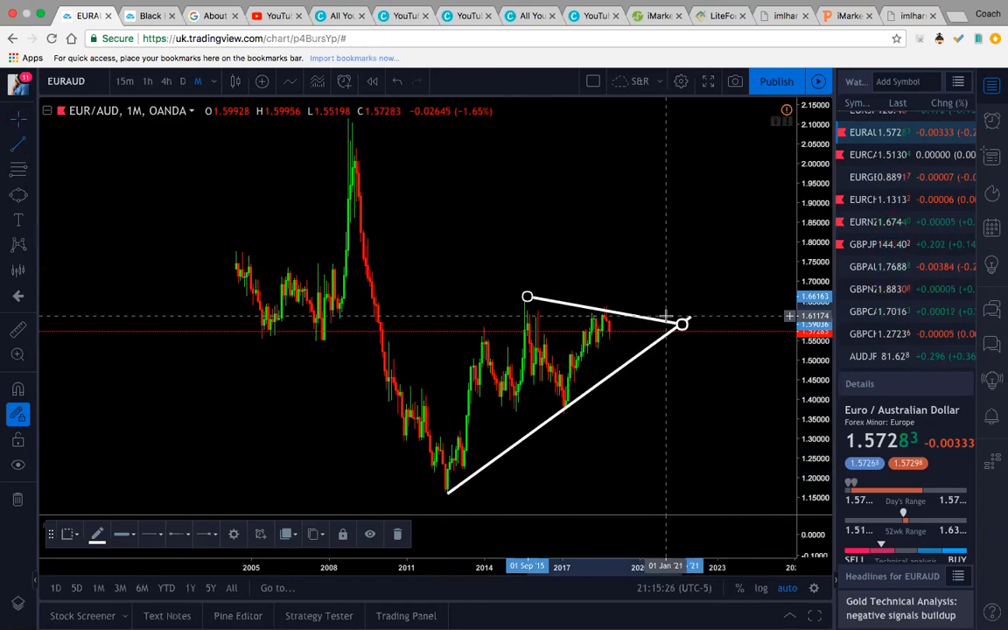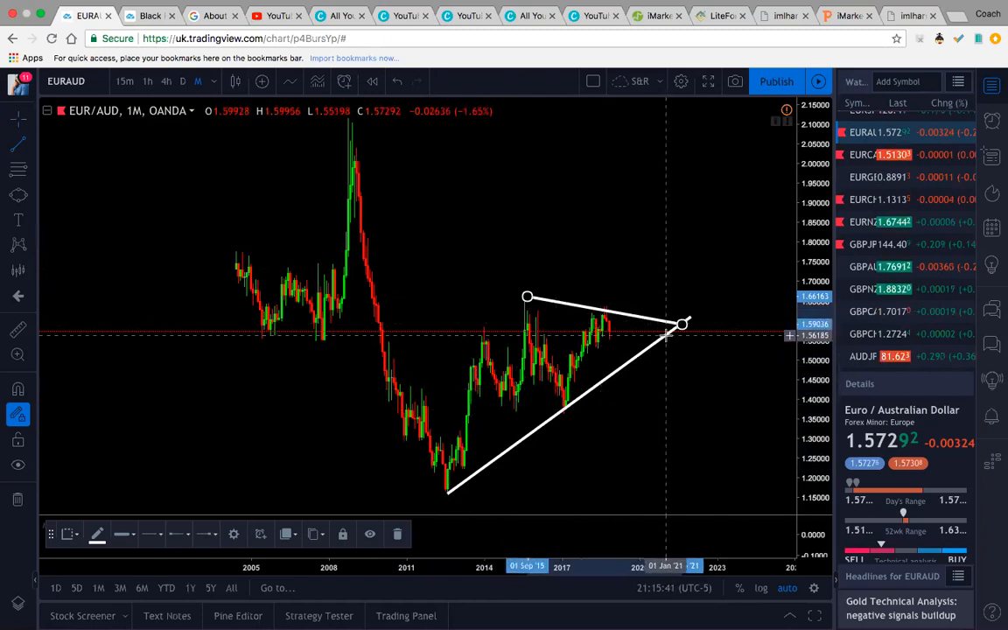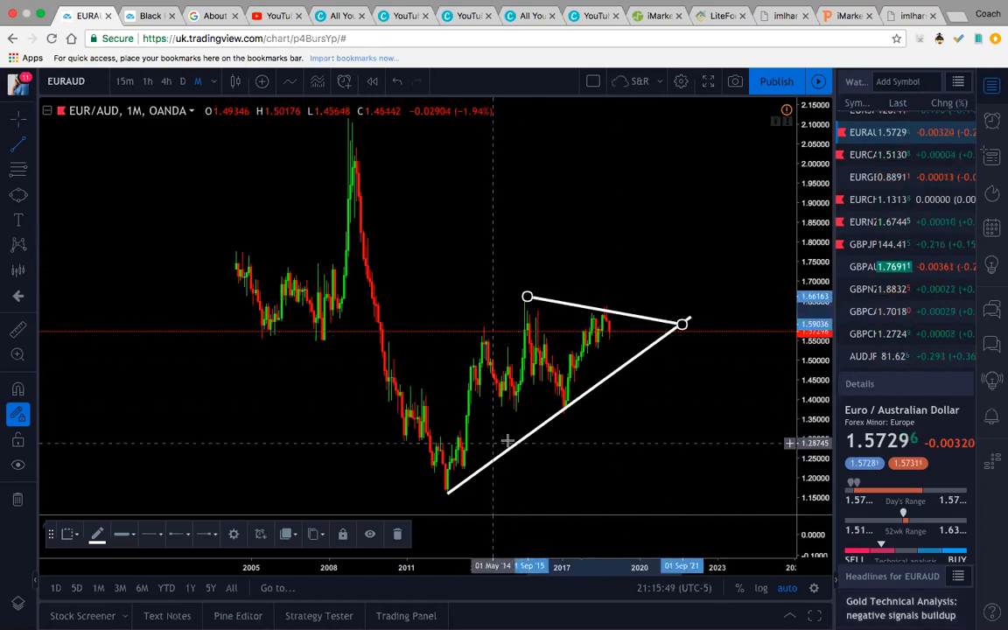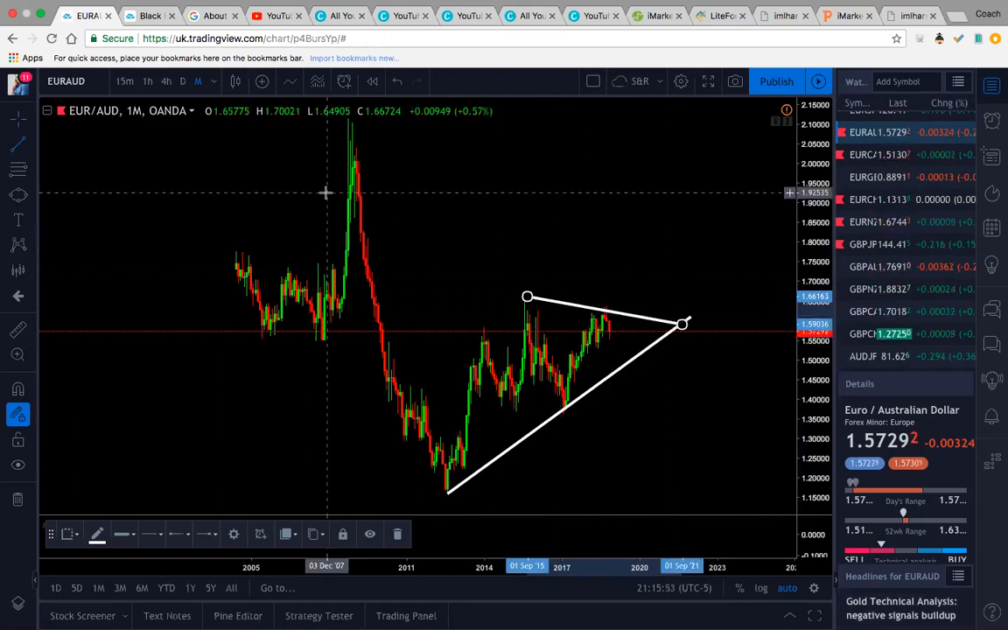Let me just, for those of you who don't know patterns, this is a bearish pennant, right? You can actually go and research what a bearish pennant looks like, and you will see that this pattern here is a bearish pennant. Now we're on a 1 month time frame.